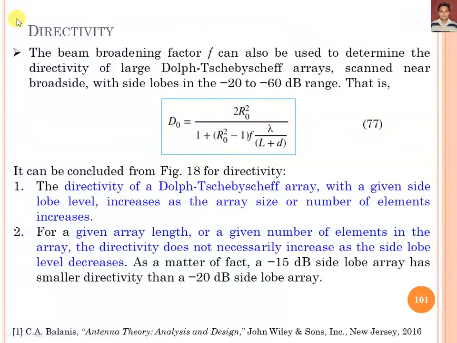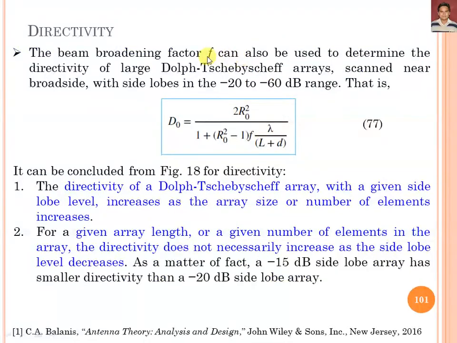And the last parameter is the directivity. Directivity is dependent on the pulse broadening factor, as we discussed in the previous slide. This directivity can be calculated for side lobe levels between -20 and -60 dB, and by using this expression, D naught is equal to twice R naught square upon 1 minus R naught square minus 1 into f, where F is the pulse broadening factor and the array length is lambda upon L plus d. So by using this expression, we can calculate the directivity of the Dolph Chebyshev array.